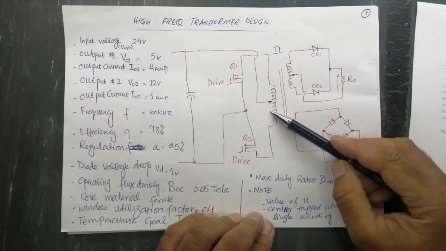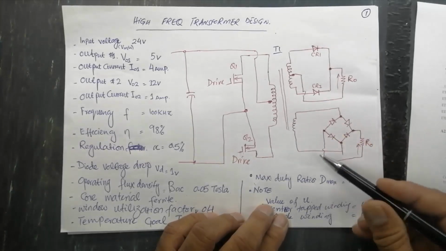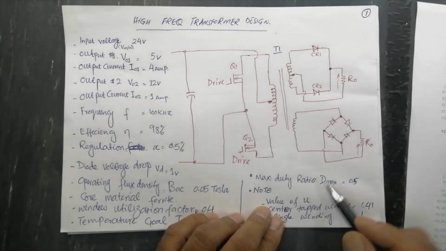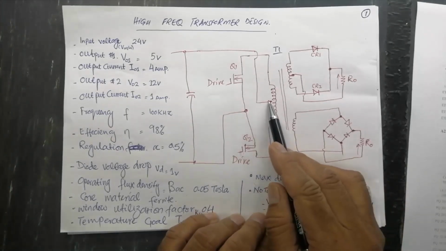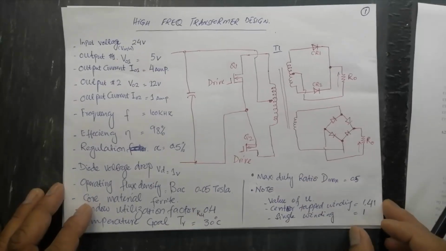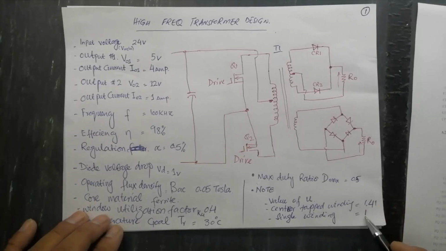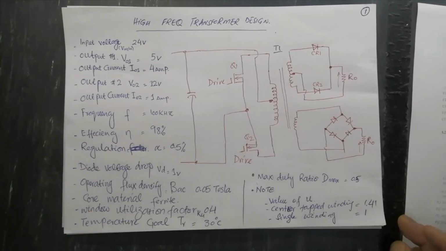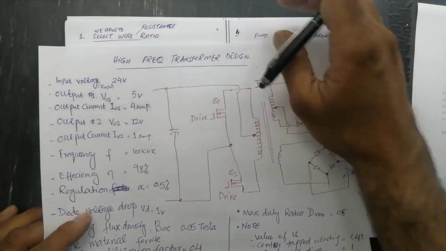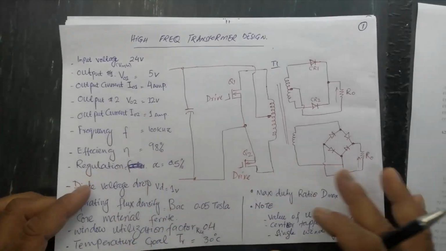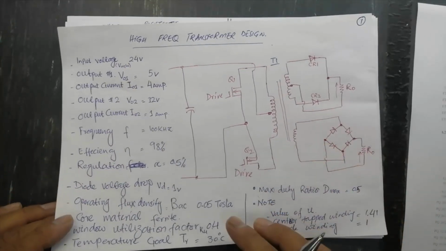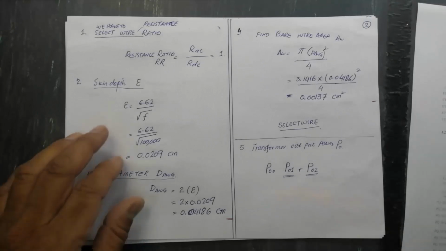Now we should remember, to calculate a winding for center tap, we have to use 1.41. For a single winding we have to use factor 1. This will be used in the calculation. I will upload all these pages in my Google Drive, and I will give the link so you can copy the link and download these papers from my Google Drive.